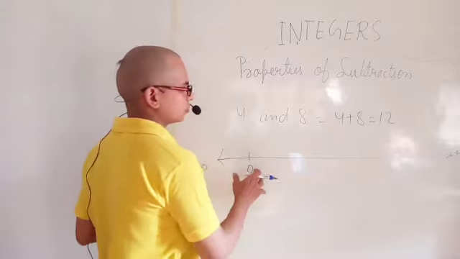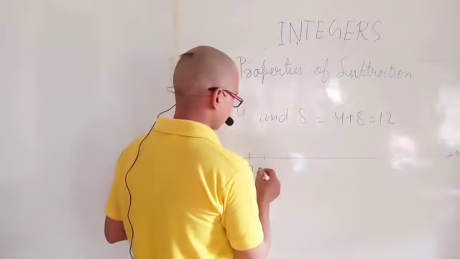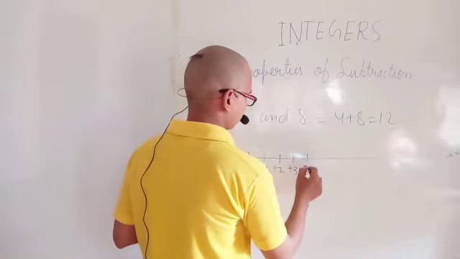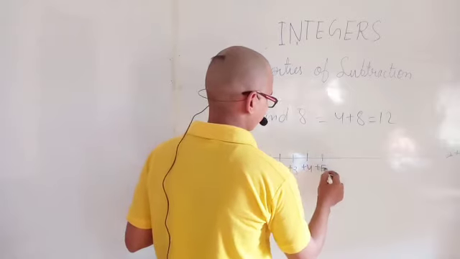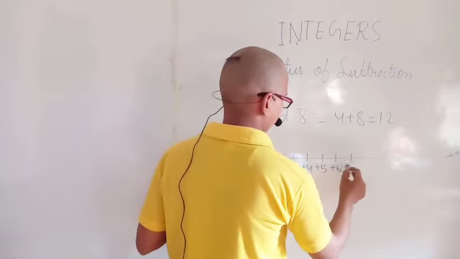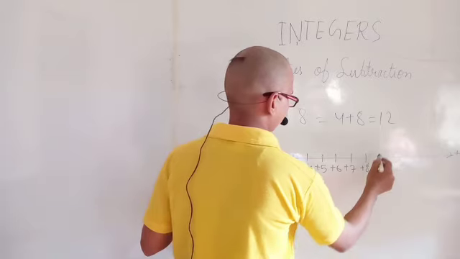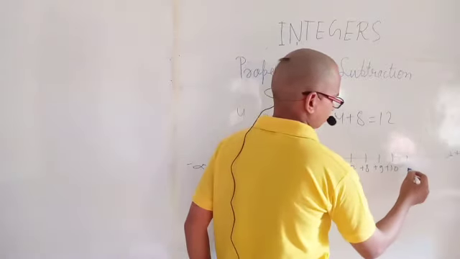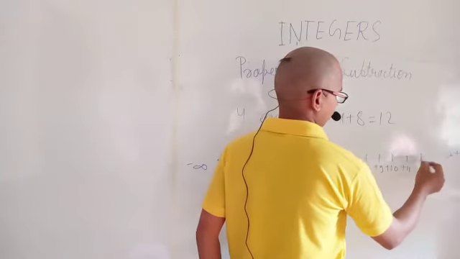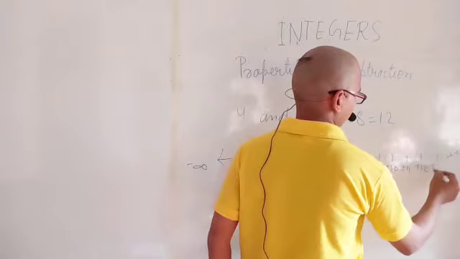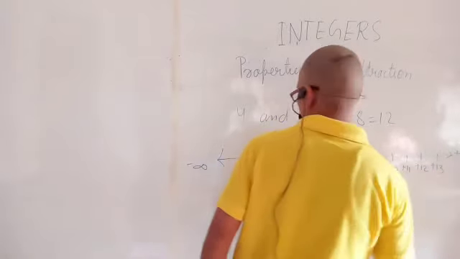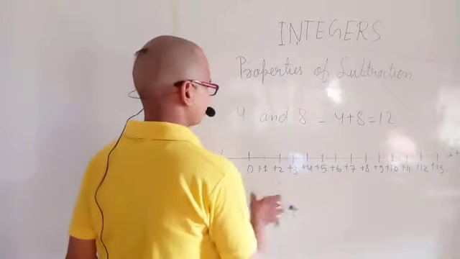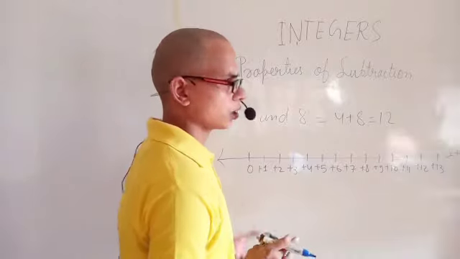So both will come that side. So now we make plus 1, plus 2, plus 3, plus 4, plus 5, plus 6, plus 7, plus 8, plus 9, plus 10, plus 11, plus 12, plus 13. In that way we can continue, okay. But we know that 4 plus 8 equal to 12, that's why we only show it on the number line.